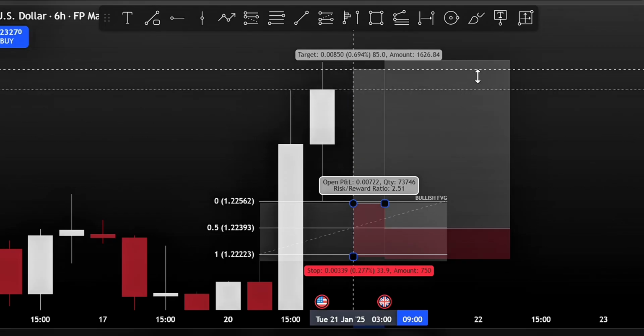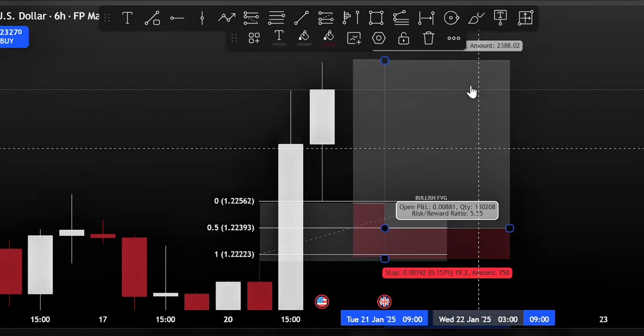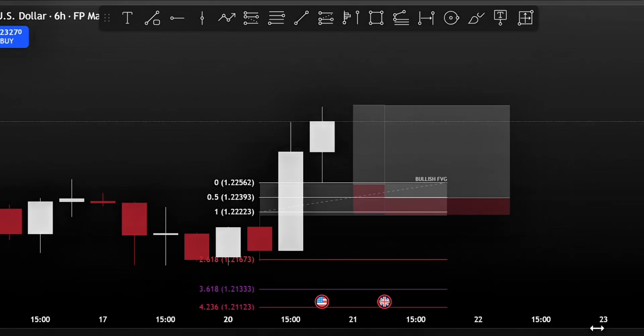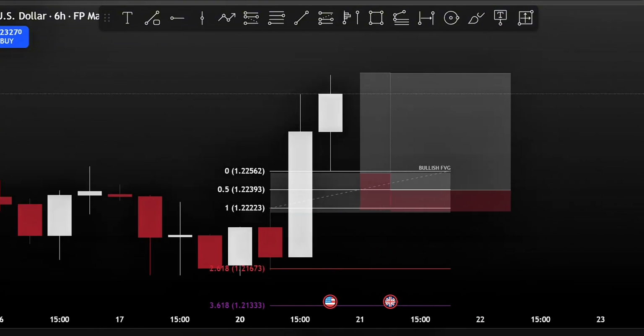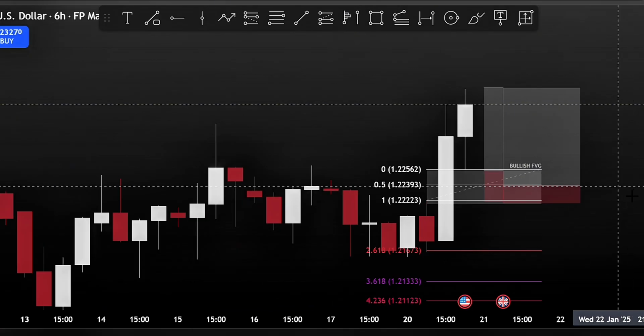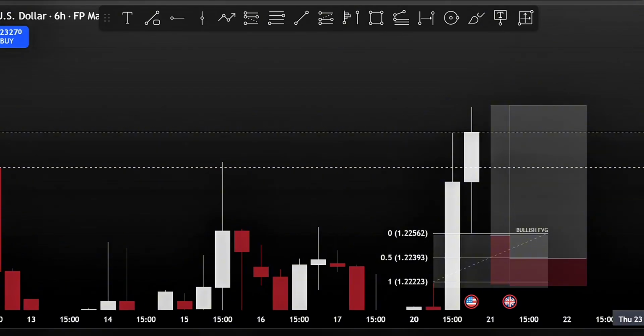As you can see, this is only 2.69 RR and this is 5.55 RR, but it will make sure that our limit order gets tapped and we get our entry into our trade. So let's see how it goes.